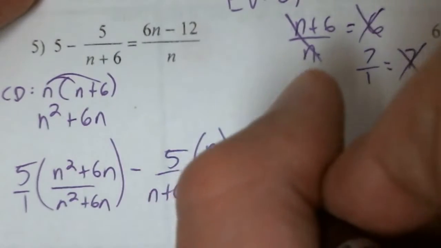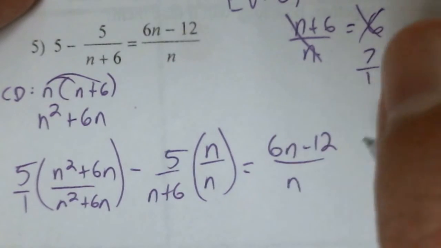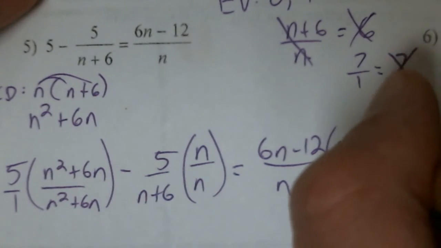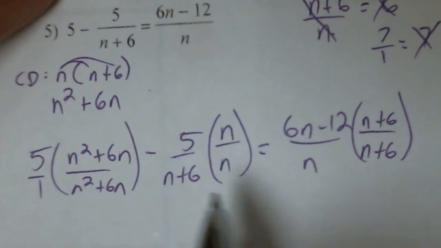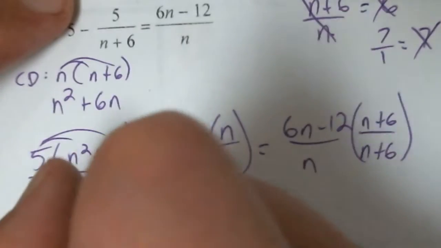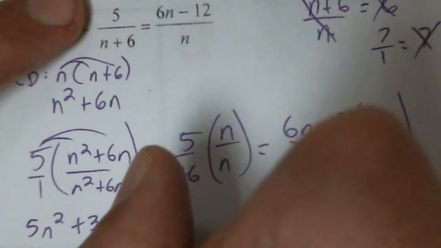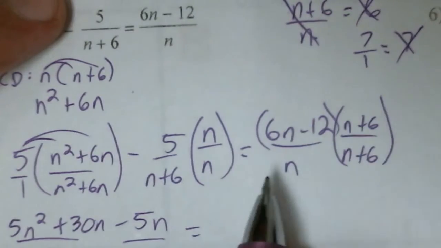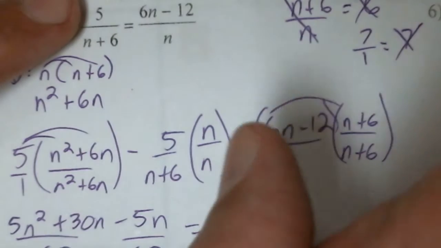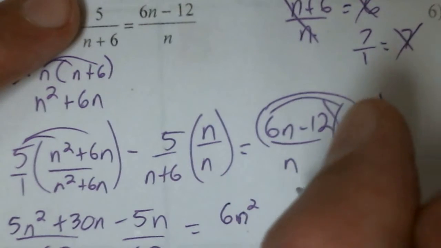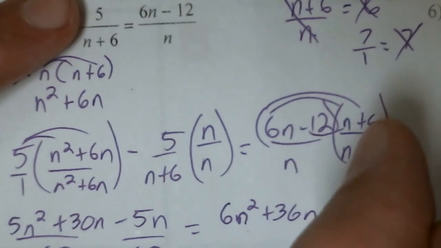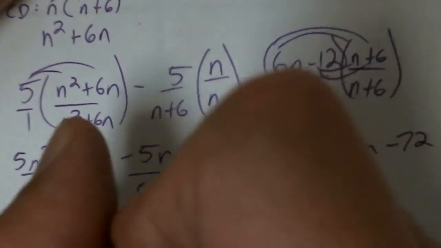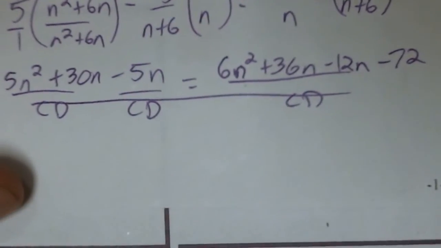So n over n equals 6n minus 12 over n. What does this guy need? It needs the n plus 6. Okay. So if I distribute here, I'm going to have 5n squared plus 30n minus 5n. This is over common denominator, common denominator. Now here you're going to have to FOIL this out. Binomial times a binomial. First, 6n squared, outside 36n, inside negative 12n, and last is negative 72 over the common denominator. Those go away.